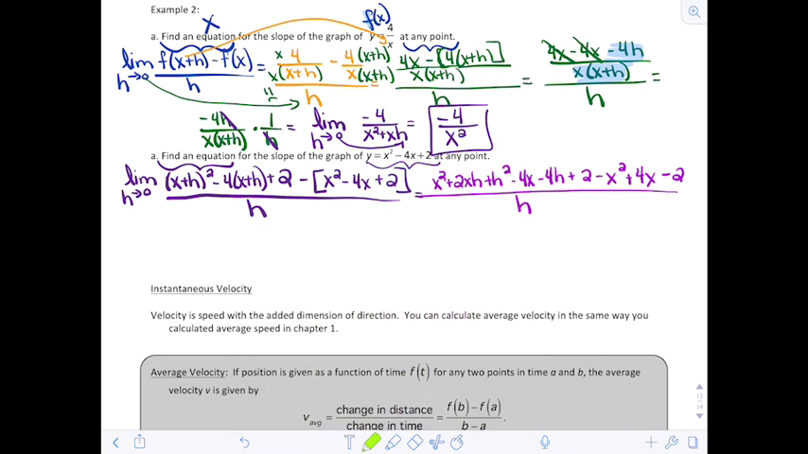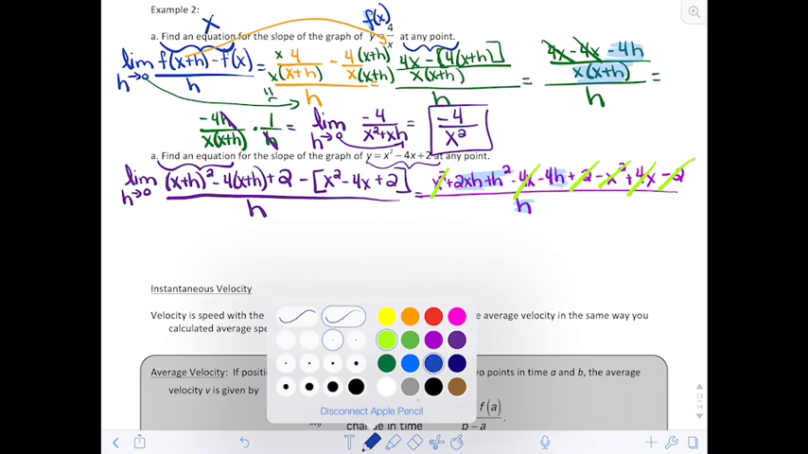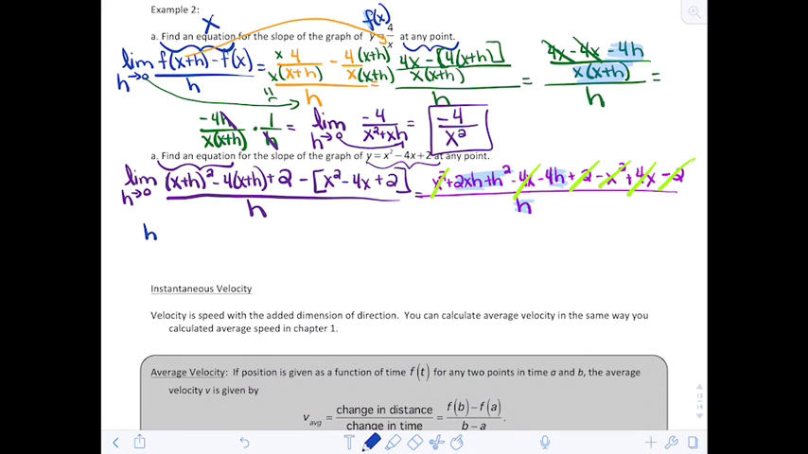And now we're going to cancel some things. I have a positive x squared and a negative x squared. I have a positive 4x and a negative 4x. I have a positive 2 and a negative 2. So everything I'm left with has an h in it, and they're not like terms. So as I rewrite this, I'm going to factor out an h, and I will have h times 2x plus h minus 4, all over h, which cancels.